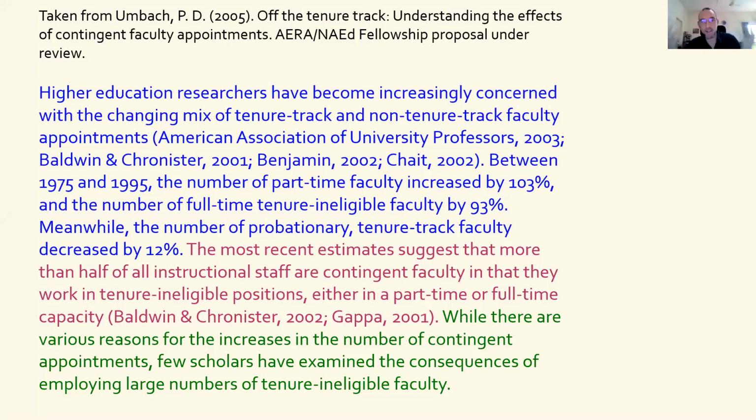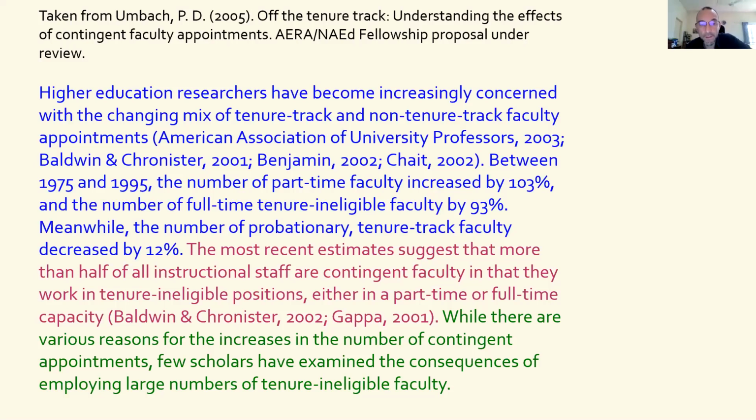Okay, that is good, they're sort of setting the table, showing us the layout. What is the situation now? Okay, this is the situation, okay? The most recent estimates suggest that more than half of all instructional staff are contingent faculty and that they work in tenure ineligible positions, either in a part-time or full-time capacity, okay? So they're summing it up and they're showing why that's significant, right?